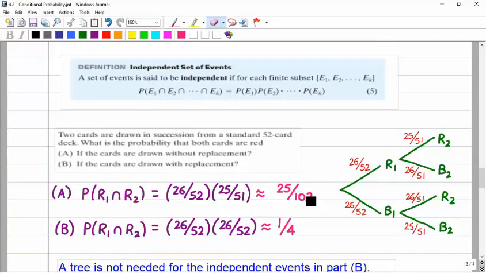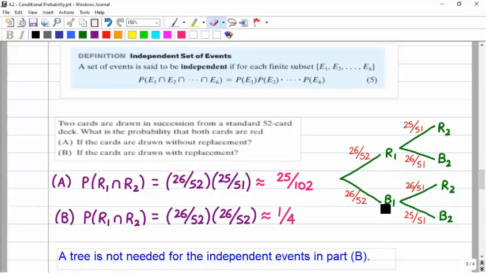Part B is really easy because you don't even have to redo the tree. There's no need for the tree because if they're with replacement, it's just going to be, or you could actually say 1/2, but yeah, it's just going to be 26 out of 52 times 26 out of 52, because all the cards are in there again. So we didn't need a tree to show that one. 1 over 4.